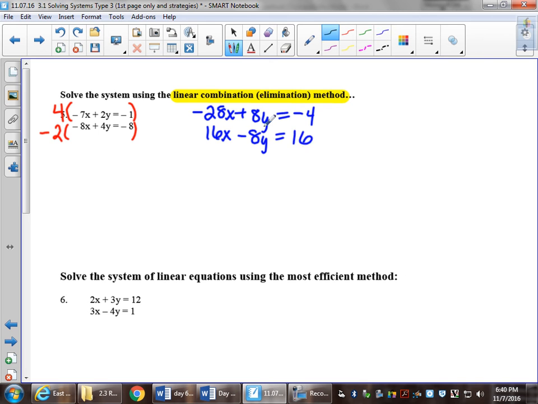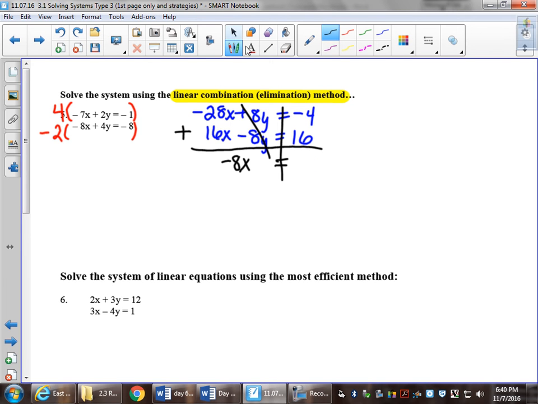Now that I have finished my multiplication, let's check. Do I have inverses? Yes, I do. Positive 8y and a negative 8y will cancel. So line down our equal sign, line across. Let's linearly combine them and see what happens. Negative 28x plus 16x will be negative 8x. I know my y's are going to cancel, equals negative 4 plus 16.